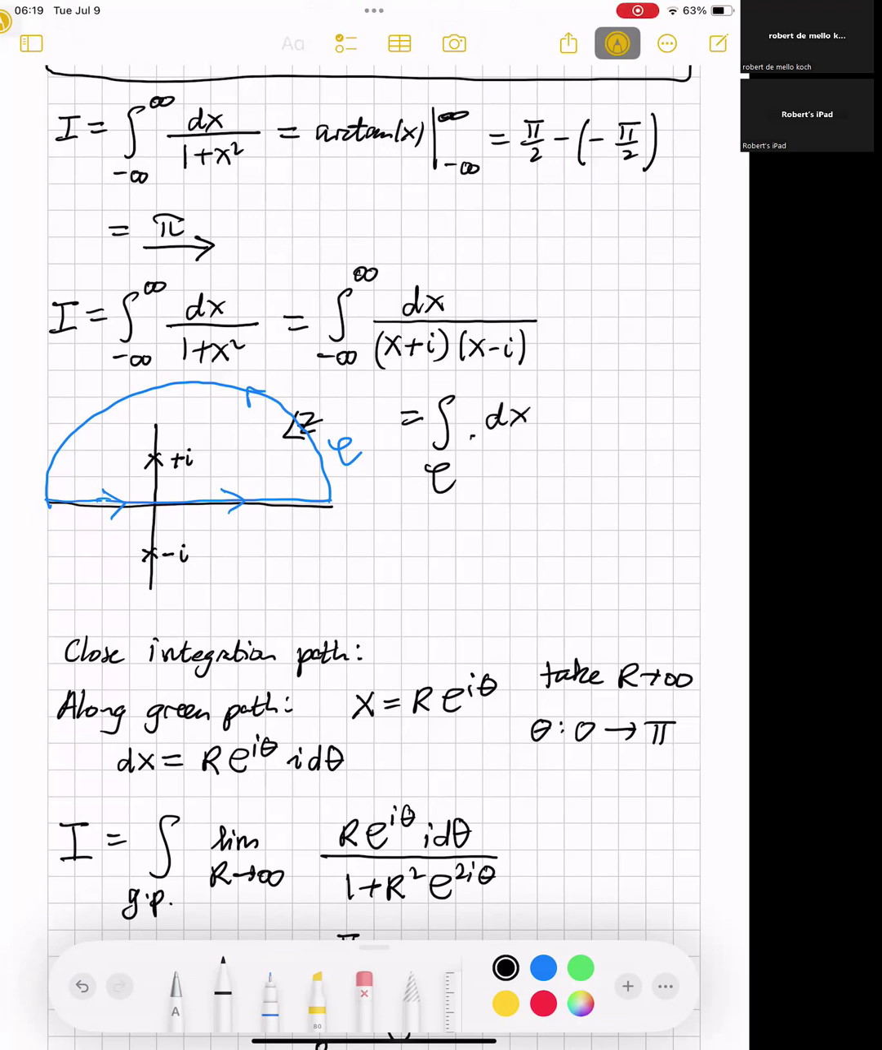So this is dx over x plus i, x minus i. And this is great because now we can try to apply the residue theorem because we're integrating along a closed path and we are going counterclockwise around the singularity. We'll finish this off in a minute.